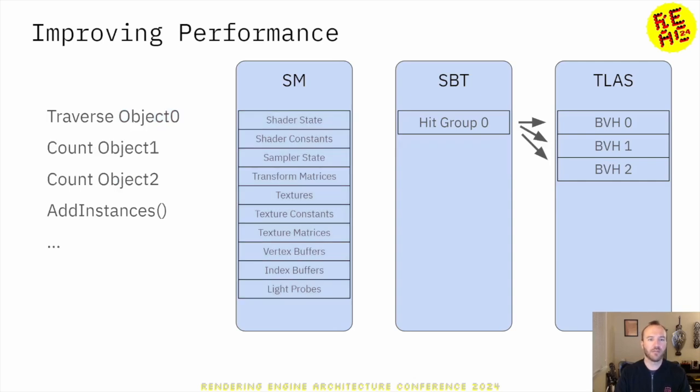In the new scheme, as groups of objects are found that share material state, only the first object is processed in order to populate the state machine. Then the remaining objects are gathered and a routine invoked to add these multiple instances under a single shader binding table entry.